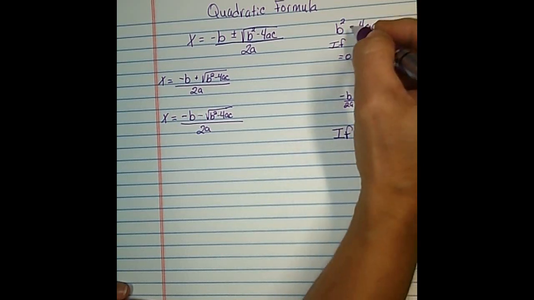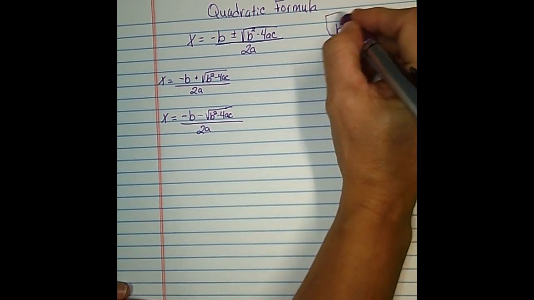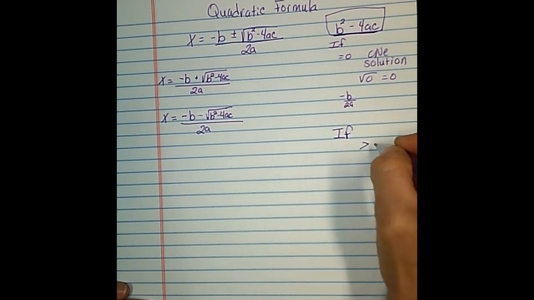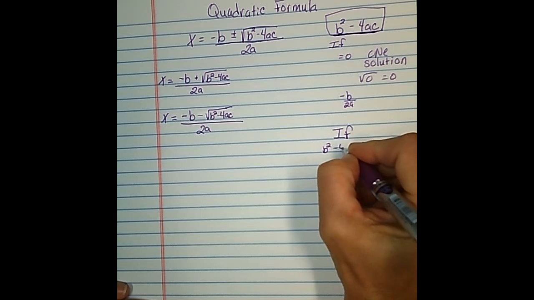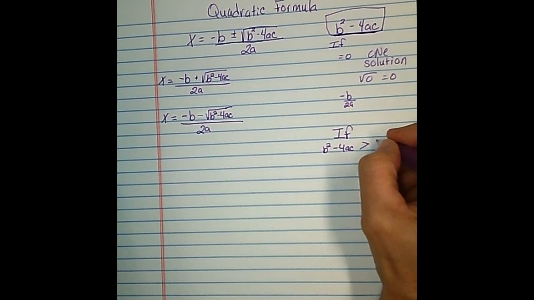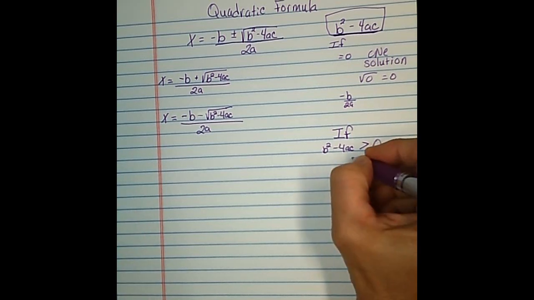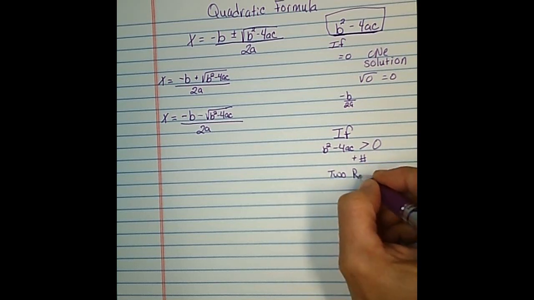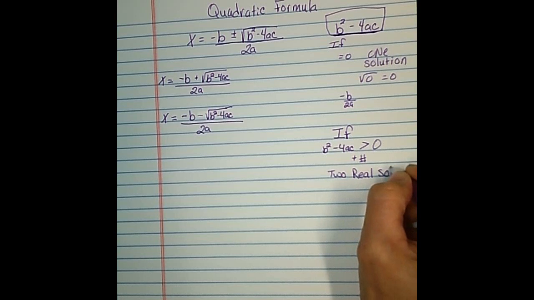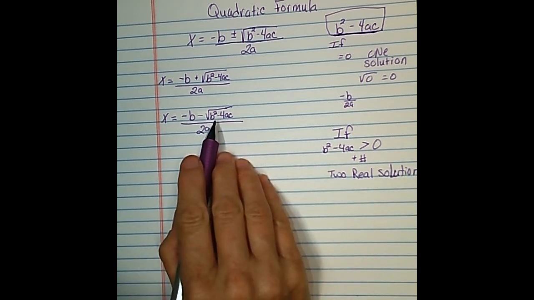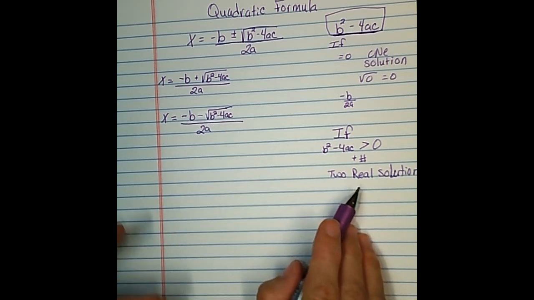If this discriminant right here is greater than 0, and I'll go ahead and write it here just so you can see it, it's not equal to, it's just greater than, meaning it's a positive number, then I'm going to have two real solutions, and those solutions could be rational or irrational. It just depends. If I had the square root of 4, we know it becomes 2. If I had the square root of 2, we get a decimal number, and it can be irrational.